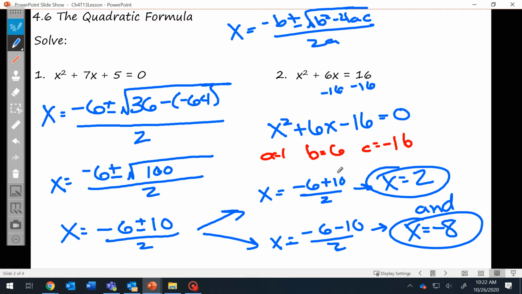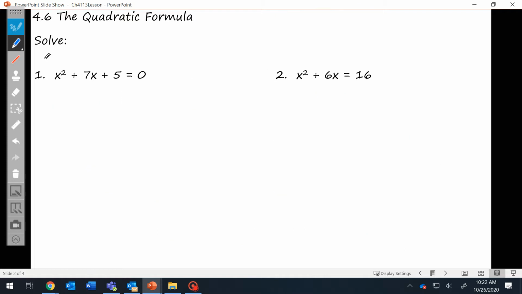This quadratic formula is really just a last resort kind of thing to find the solutions. This is by far the last possible way that you would want to do this. If you could factor this, you would want to factor this. If you could complete the square, you'd want to complete the square.